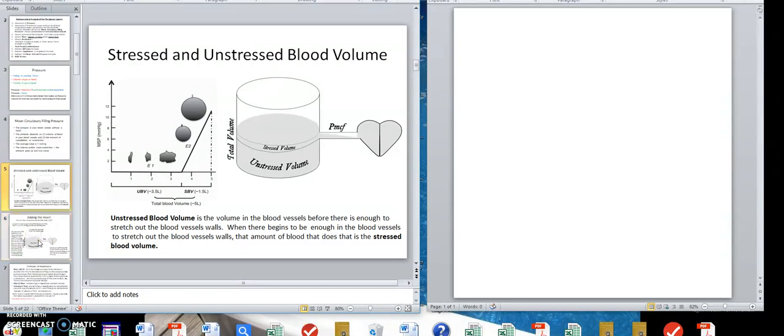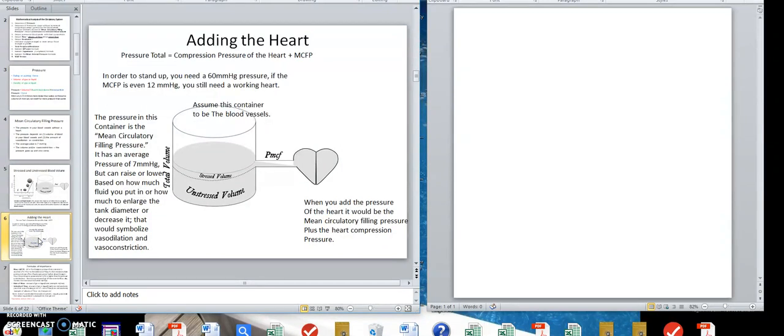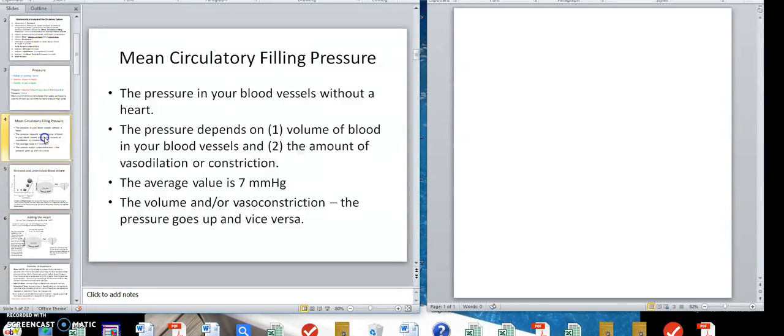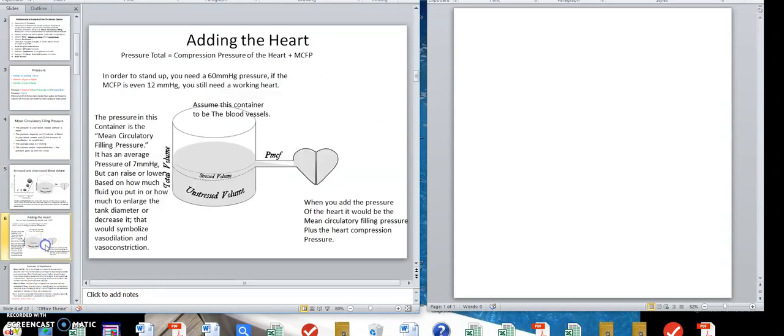All right. Now I'm going to come in and add the heart. Now before, remember, this mean circulatory filling pressure was without a heart. We got up to a 7, let's say. We could get up to a 14 if we came in, put as much blood as we could in the pipe and vasoconstricted. We could get up to possibly around 12 to 14.